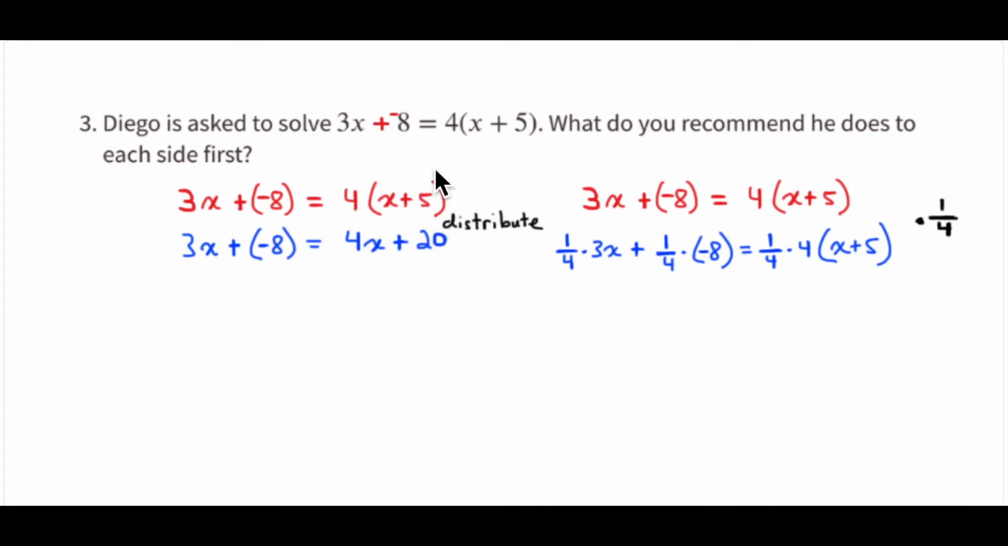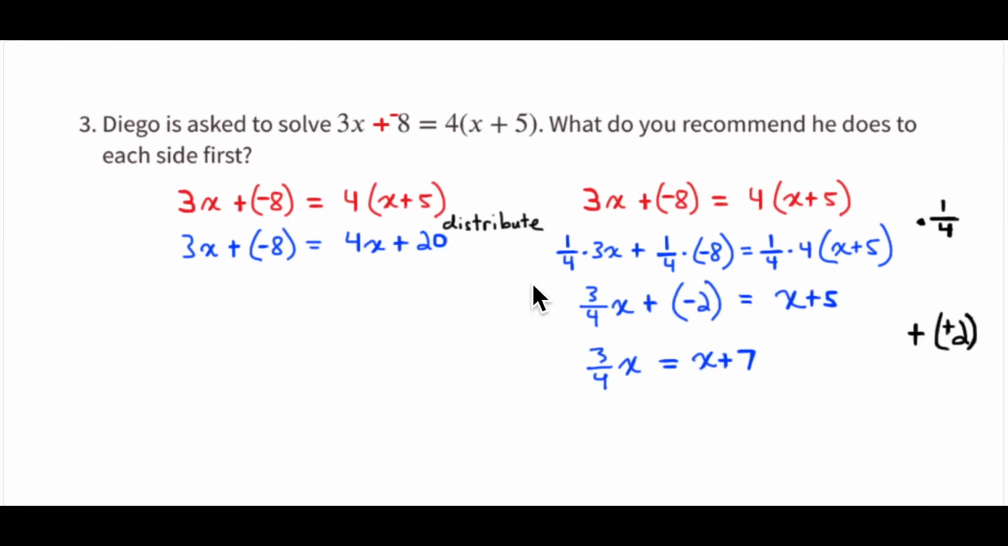So if I have 4 of these groups, that means all together I have 4 x's and I have 4 5's, and 4 times 5 is 20. On the right side, if I look at 1/4 of these 4 groups, so x plus 5, that's going to have to equal 1/4 of this term plus 1/4 of this term. Now this is a bit more difficult because now we're introducing fourths. But if you just continue to work through it with those fourths, 1/4 of 3x is 3/4 of an x, plus 1/4 of negative 8 is negative 2, and 1/4 of 4 of these groups is just one of those groups.